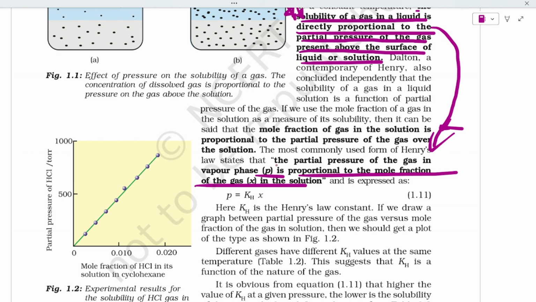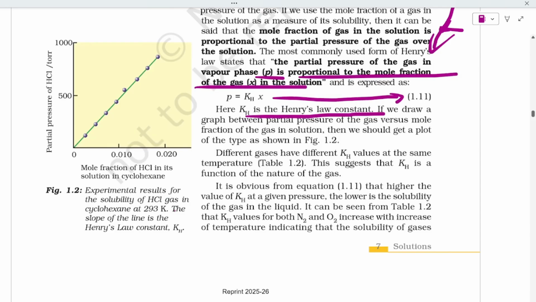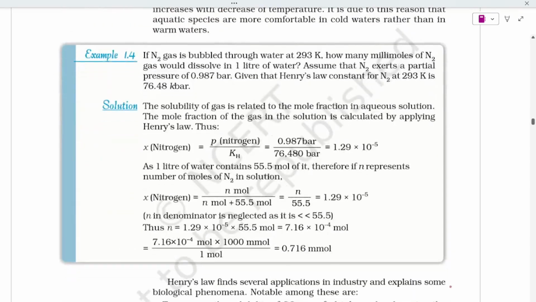We represent partial pressure by P. P is equal to KH times X, where KH is Henry's constant and X is the mole fraction. This is the equation for Henry's law. Now these are the different values for temperature in Kelvin and the values of Henry's constant. You can go through that.